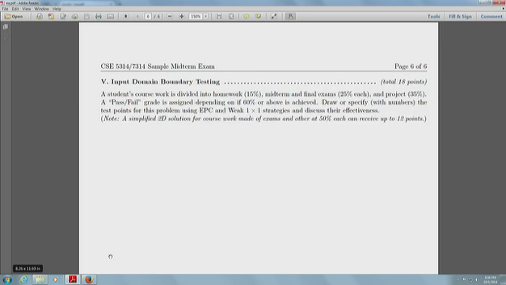Students' coursework is divided into homework, midterm, final exam, and a project. That's exactly the weight assignment as we had in our class. Okay. A pass-fail grade is assigned depending on if 60% or above is achieved. Okay, draw or specify with numbers the test points for this problem with the EPC and the weak 1-by-1 strategy, and discuss their effectiveness. Okay, so let's work on this one.